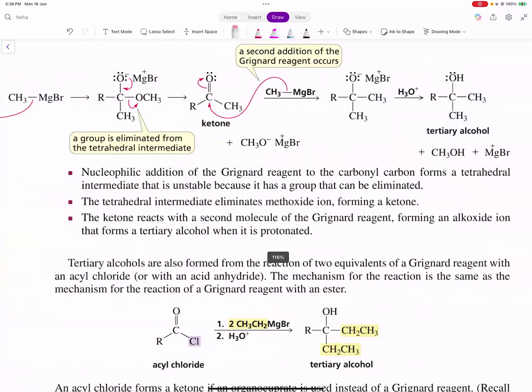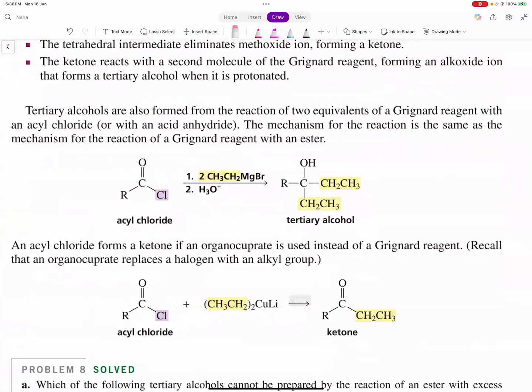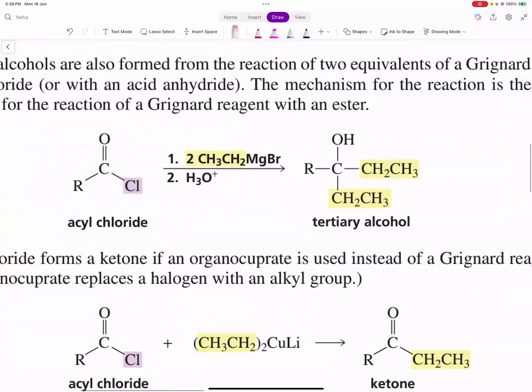And now the same thing is going to happen in the case of acyl chloride. The first Grignard reagent will attack, nucleophilic acyl substitution will take place, then a ketone will form, and the ketone will undergo a second addition with Grignard and we will again get a tertiary alcohol, in which these two, see, with the yellow she has done.